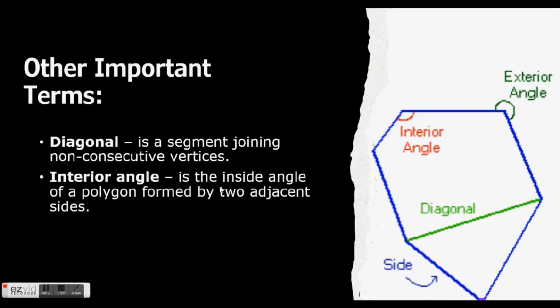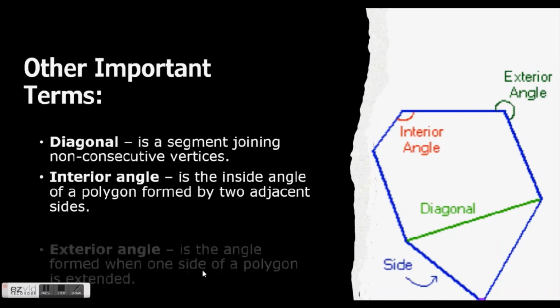Next, interior angles. They are the inside angles of a polygon formed by 2 adjacent sides. So, for this one, ito, example ng interior angle. So, adjacent sides, ayan. At magkakaroon dyan ng interior angle. Dito din. This one, this one, this one, this one, and this one. So, mayroon tayong how many interior angles? 6 interior angles for this illustration.